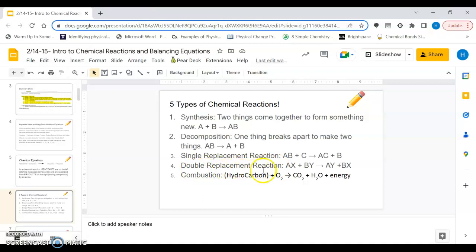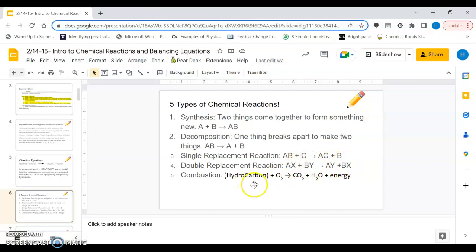A double replacement reaction, well, that's very similar to a single replacement reaction. We can see that our cation-anion pairs switch. So these are ionic, a mixture of two ionic things that are going together. And we can see that A was previously with X as a reactant, and after, A is now with Y. We've got B with Y, and at the end we've got B with X.